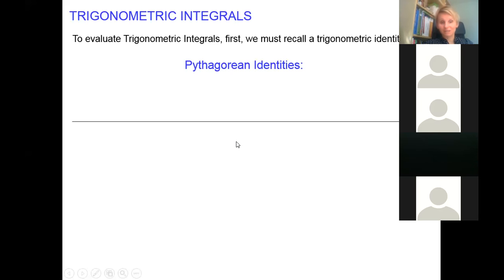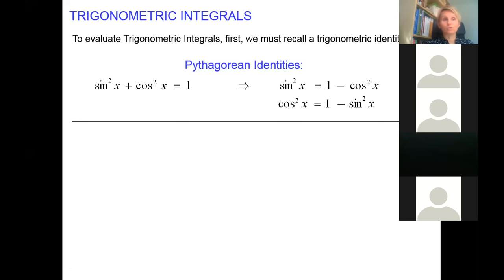As I mentioned, we have to know a few identities. The first one, of course, is the known one, the Pythagorean identity: sine squared of x plus cosine squared of x is 1. Sometimes we have to know how to rewrite the sine function in terms of cosine, or the cosine function in terms of sine, and especially the square.